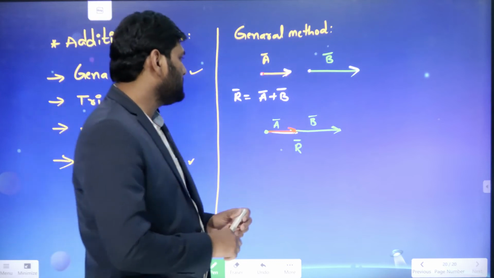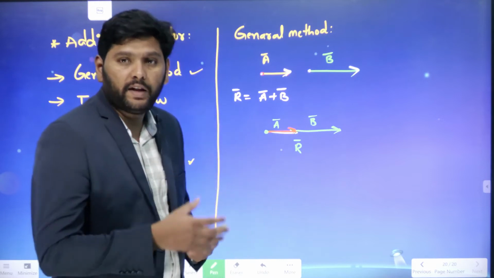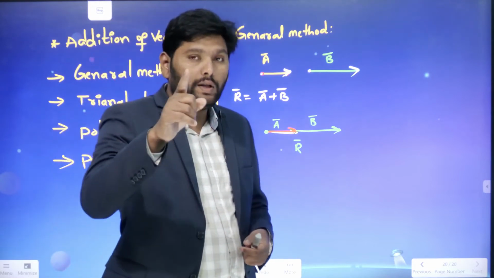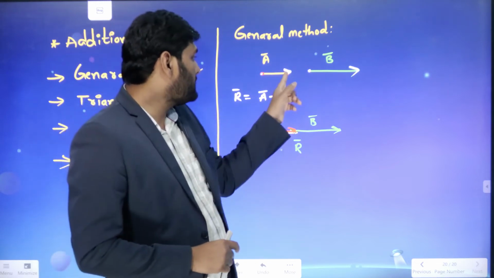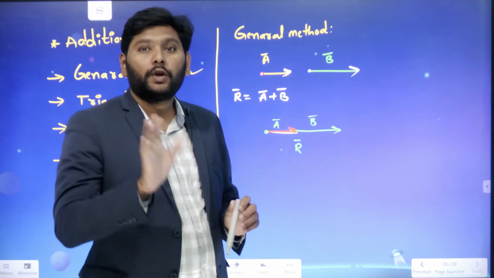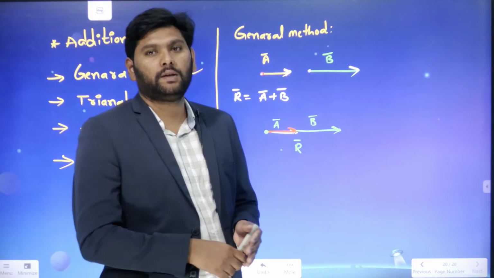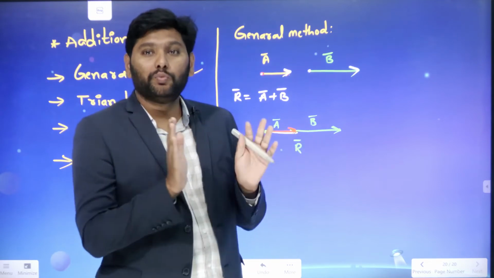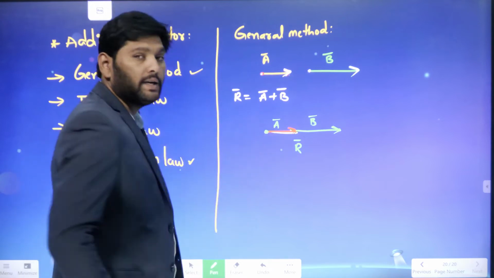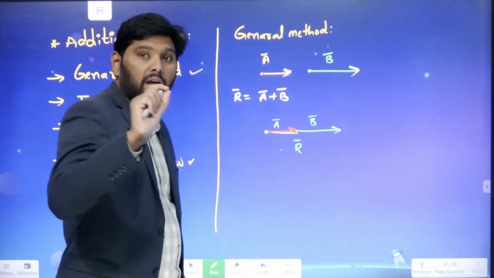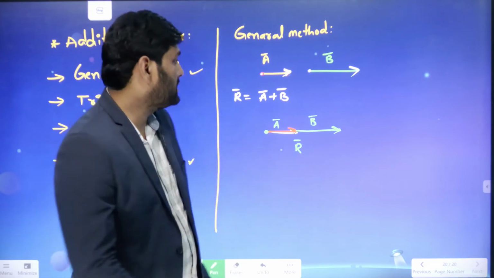Now this general method you can apply even if the vectors are acting in different directions. Here is one more important point you must know: when you are adding head and tail, you cannot change the direction of the vectors. You must take whatever the direction is, without changing it. So actually this is the vector addition when the vectors are acting in the same direction. Understand?